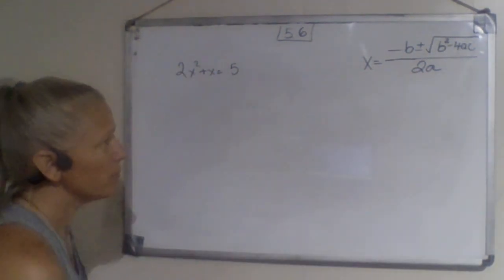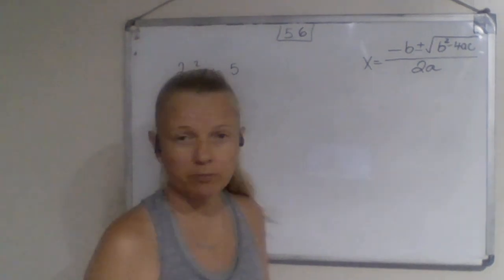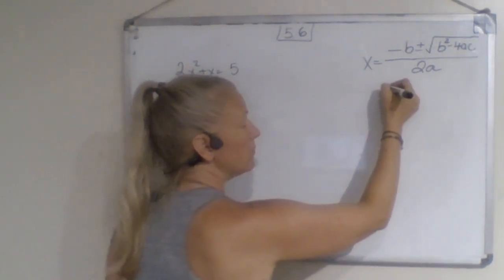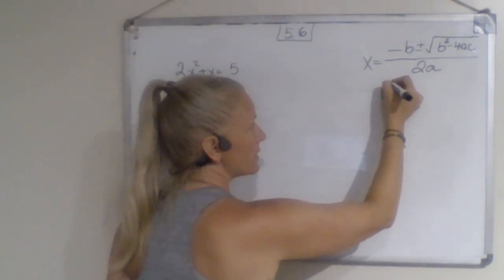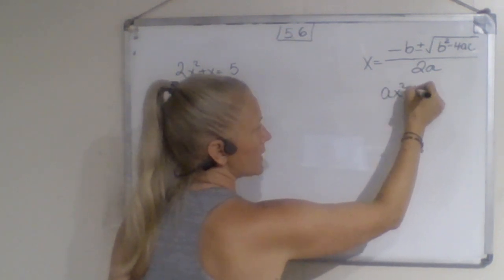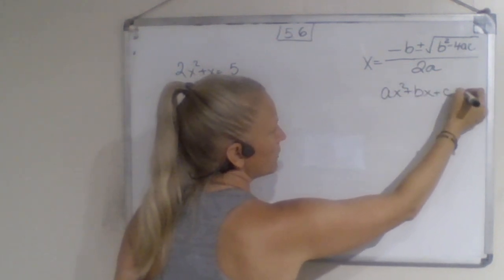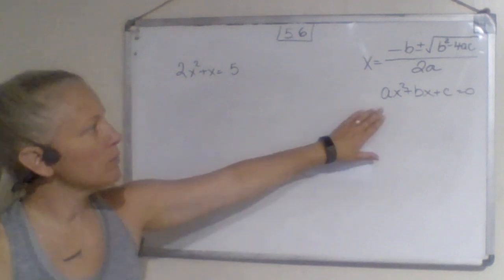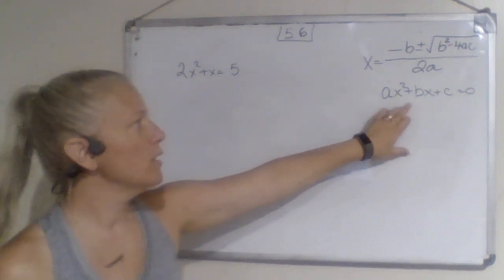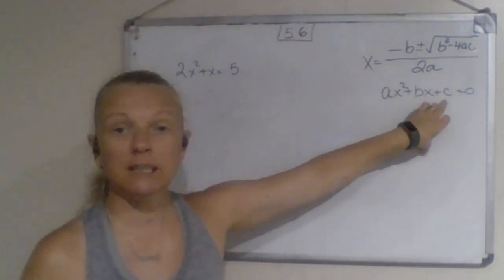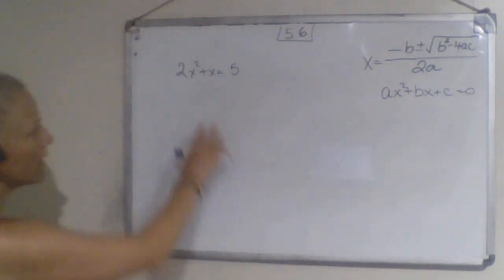Now, if you're wondering where a, b, and c come from, this is a quadratic equation: ax squared plus bx plus c equals 0, right? So a is the number in front of x squared, b is the number in front of x, c is the number that does not have an x. Let's try and solve one.